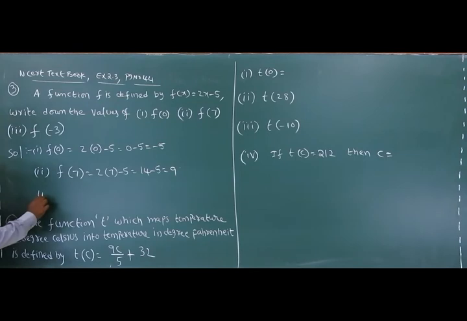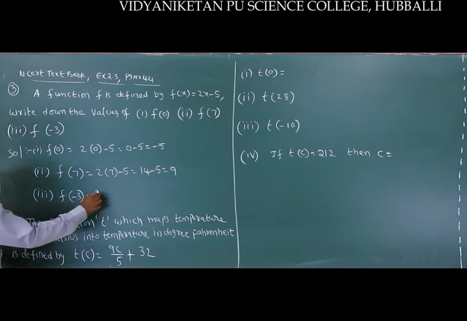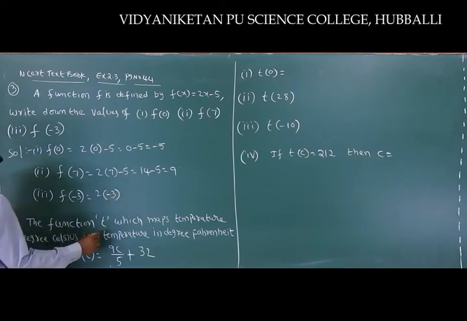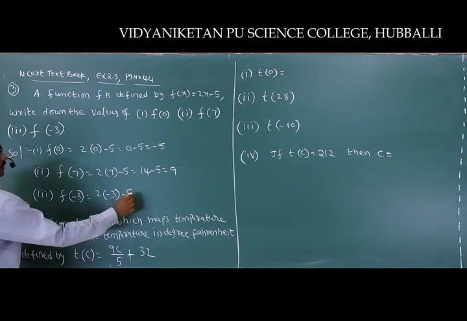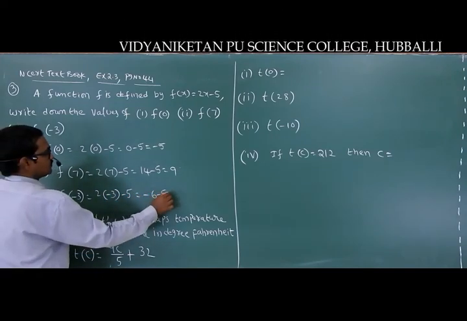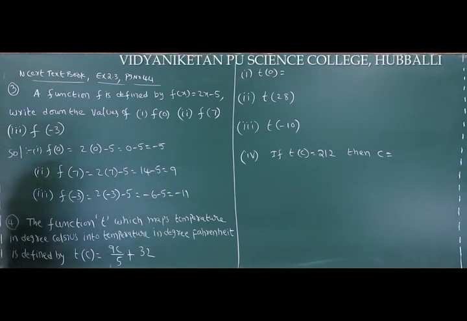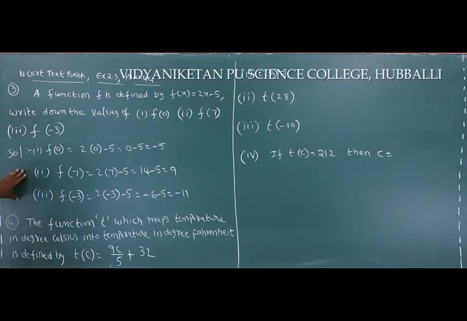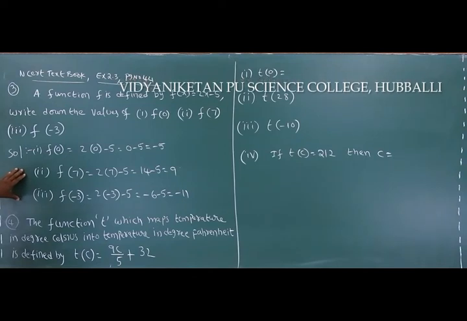Next, third one. f of minus 3 is equal to 2 into minus 3 minus 5, equal to minus 6 minus 5, that is equal to minus 11. That's all. It is in third question this one.